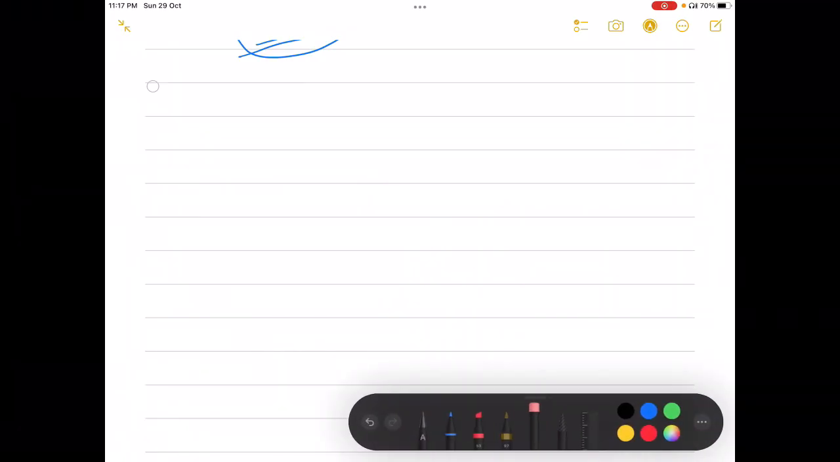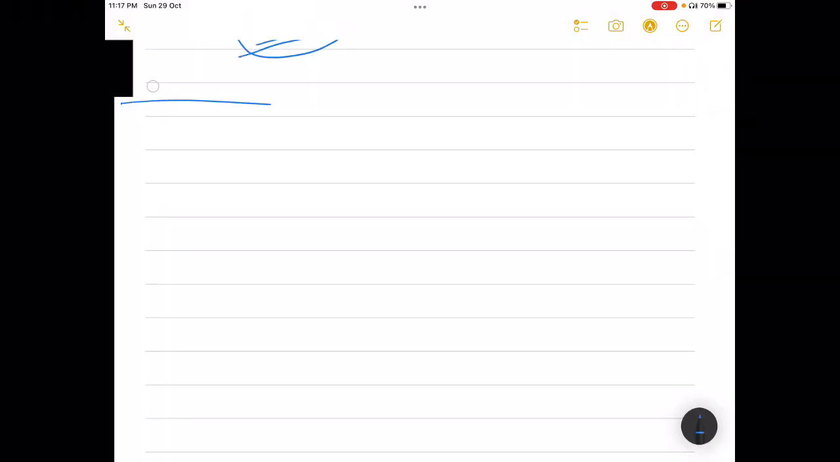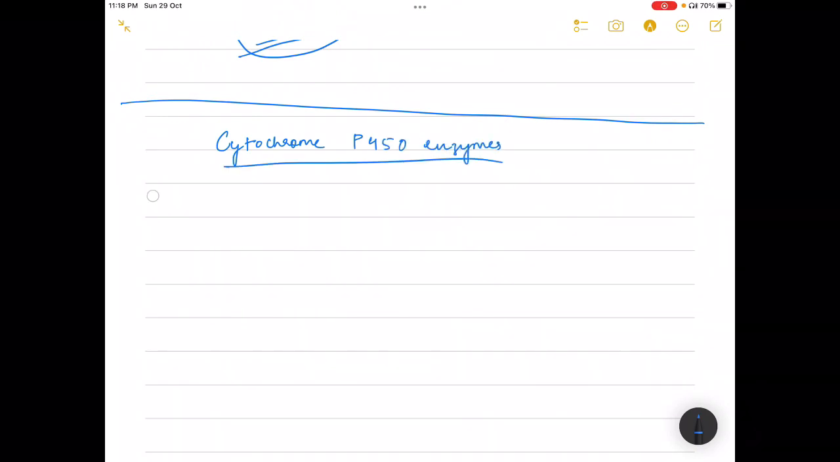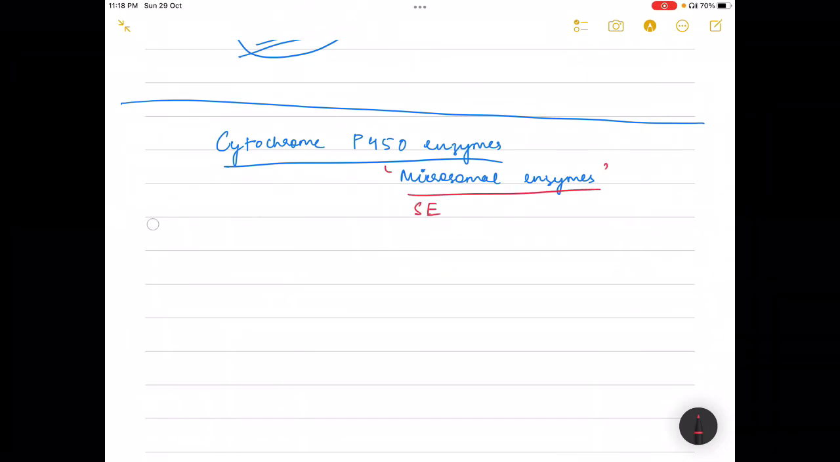Hello everyone. So today we will be discussing the second part of metabolism, and that is the cytochrome P450 enzymes. So what are these cytochrome P450 enzymes? These are one type of microsomal enzymes. And we have studied previously that these microsomal enzymes are found in the smooth endoplasmic reticulum.